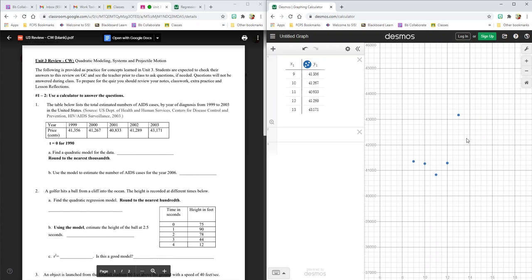And here's your graph. The points are plotted for you. You can make them connected instead of being individual dots. You can make them become a line by holding that down and turning on the line. And that just shows you the general graph. So that's how you get the table into Desmos.